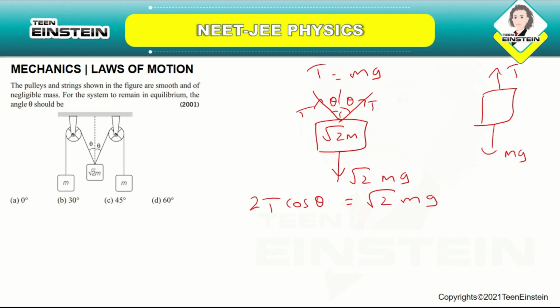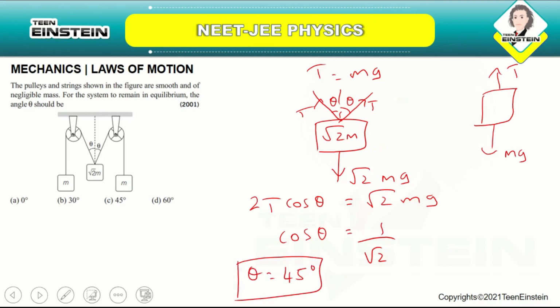Okay, so you will be having cos theta is equal to 1 by root 2, like you are dividing equation 2 by equation 1. You will be having cos theta equal to 1 by root 2, or theta will be equal to 45 degree. Cos inverse of 1 by root 2 is 45 degree. So theta will be equal to 45 degrees. So the correct answer is option number C.